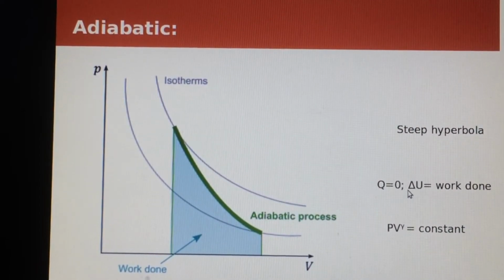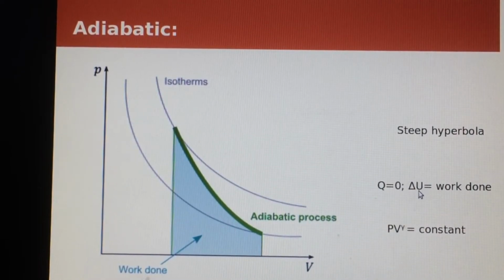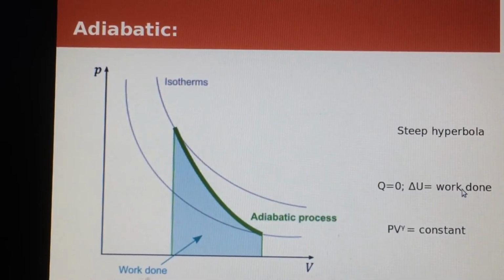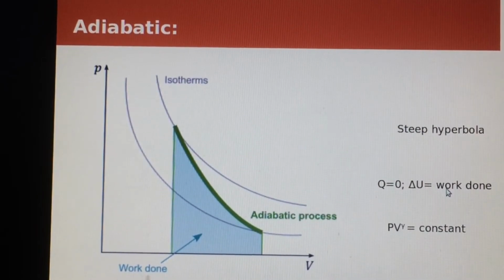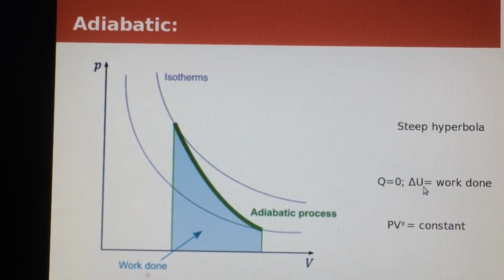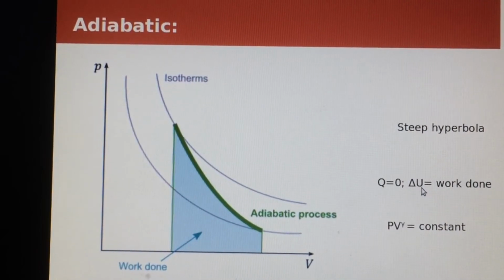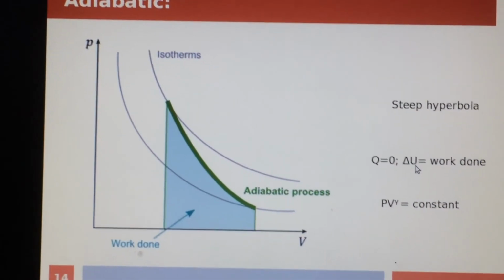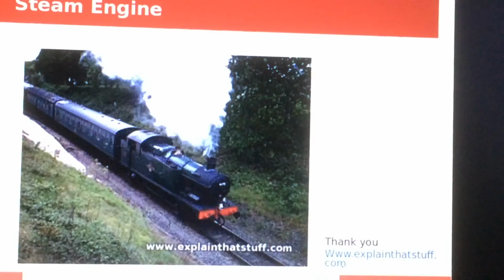So, we know from the first law of thermodynamics that del U, the change in internal energy, equals q plus W. So, q is 0 here, and we are left with the work done only. So, del U, the change in internal energy, is entirely dependent on the work done by the system.